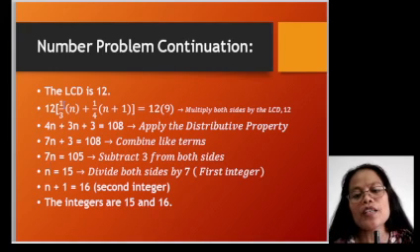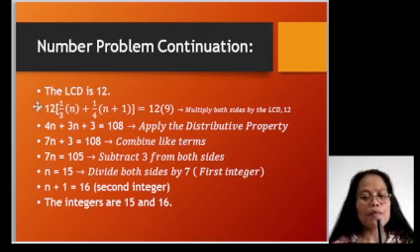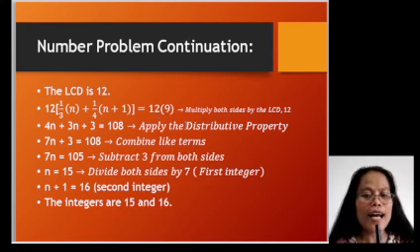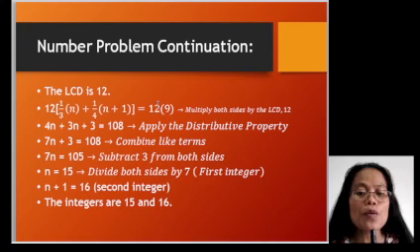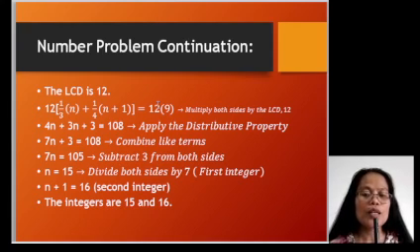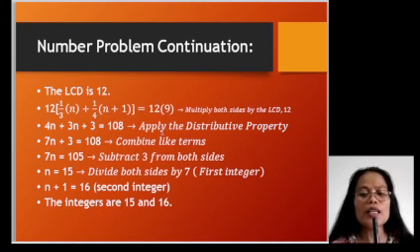So we have now 12 times 1/3 n plus 1/4 times n plus 1 is equal to 12 times 9. Remember, whatever number we multiply at the left side of the equation is the same number that we multiply at the right side of the equation. That's the multiplication property of equality. Okay, now we will apply the distributive property.